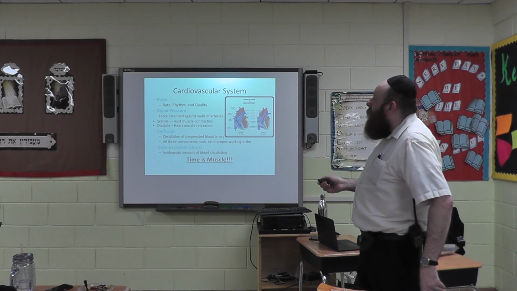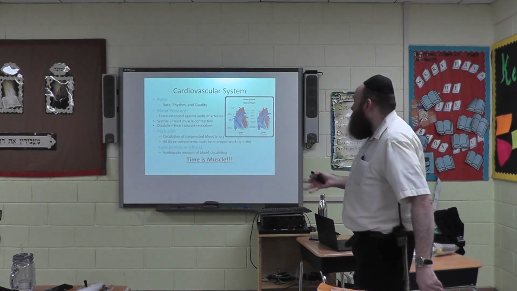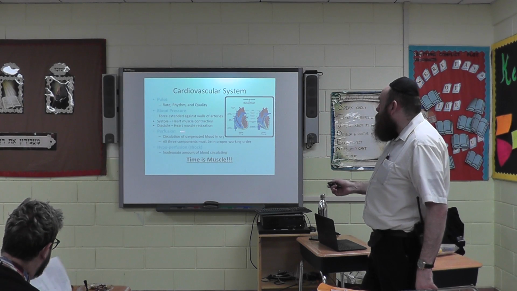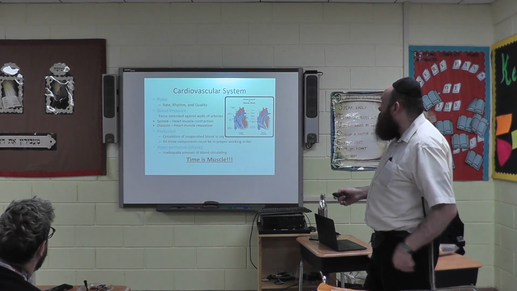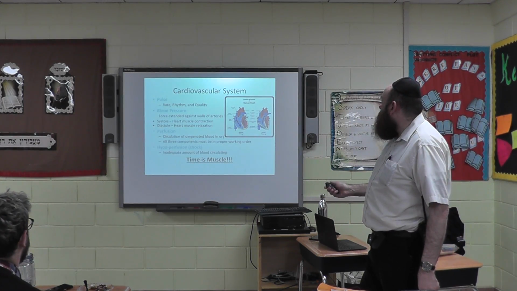Blood pressure, we know we have a systole and a diastole. That's translated into a systolic and a diastolic blood pressure. You're familiar with that? Perfusion is getting oxygenated blood around the whole body. Hypoperfusion, we know all this stuff. This is review, right? Shock? So we know all this.